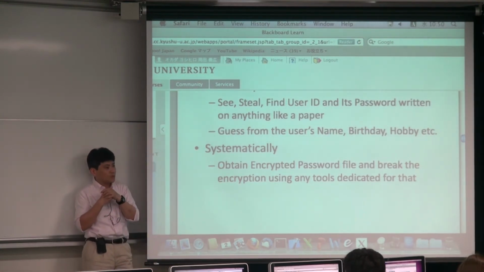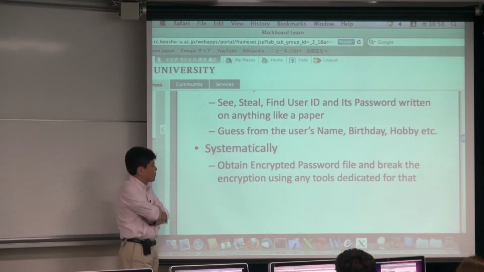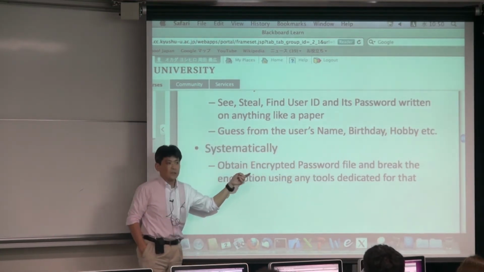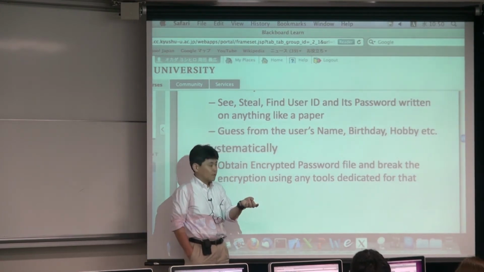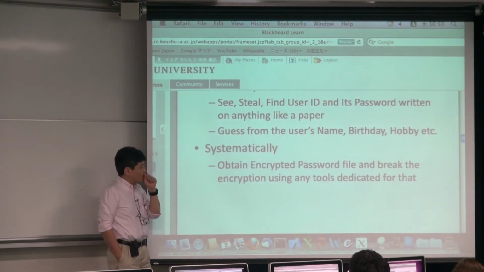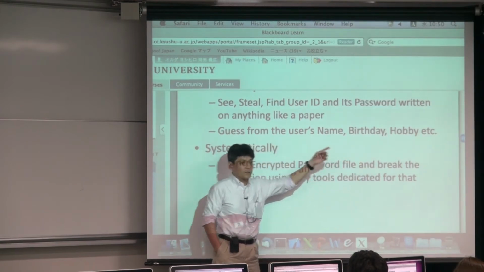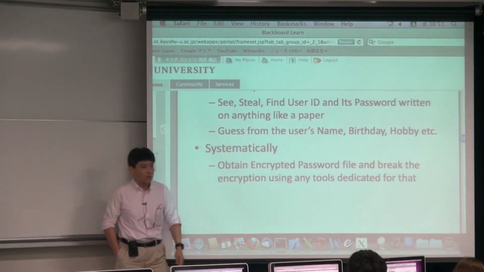So if you are, for example, a server, and a bad person eventually can access your PC, such a person can obtain the encrypted password file. So usually, your passwords are stored in a certain file called the password file. So usually, such a file is encrypted. Okay. However, once such a bad person obtains such a file, and if such a person can break the encryption using any tool, your password will be leaked out.